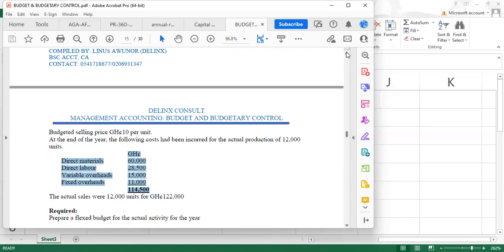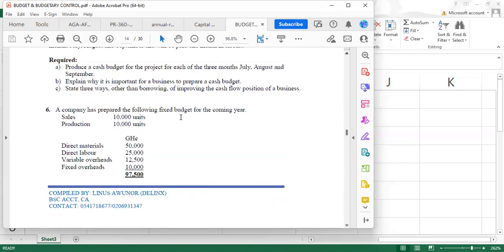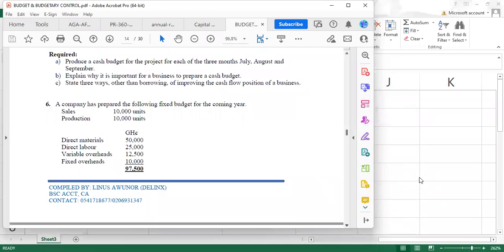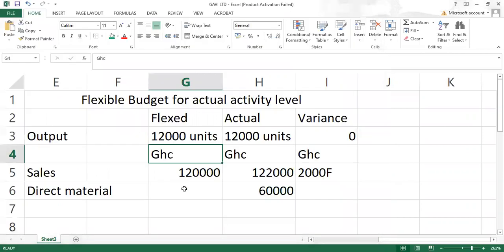If you like, you can do 50,000 over 10,000. You are going to get 5 cedi. That is it. Then multiply by the actual level of 12,000. So how much should you have incurred? 60,000. I also did the 50,000 over the sales figure, that's the 10,000 units. So did someone also get 60,000?